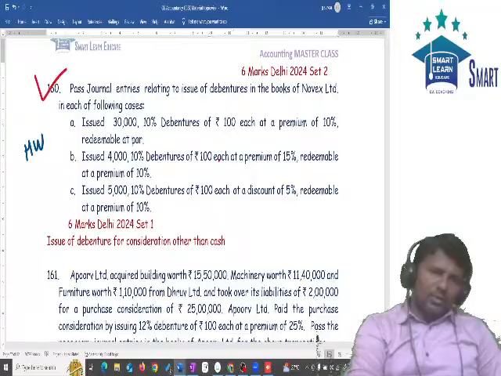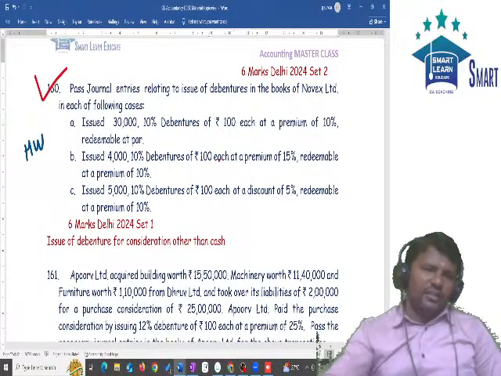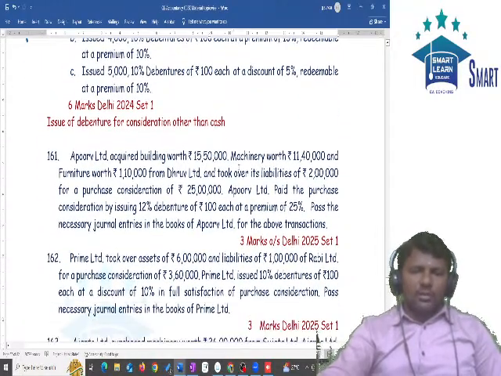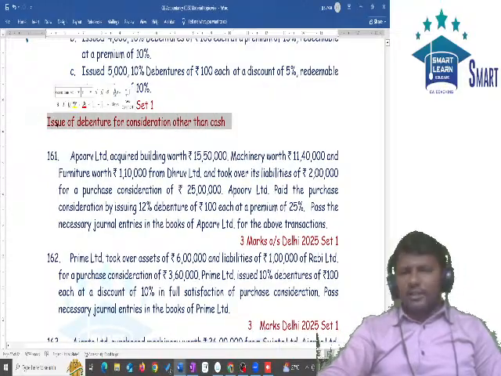So this question number 160 is the same type as question number 159 and 158. You try this as homework. Now we will proceed to the next scenario: issue of debentures for consideration other than cash.